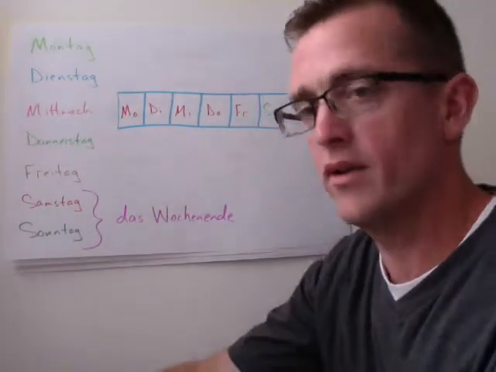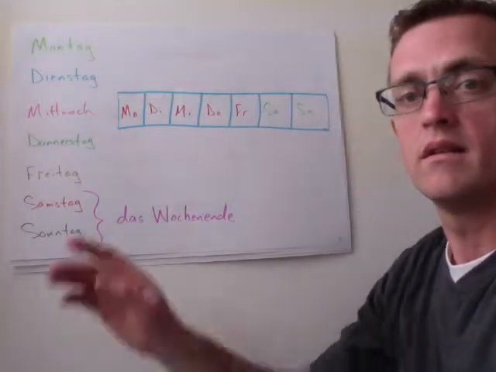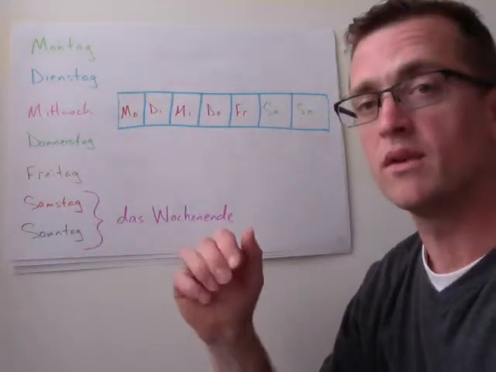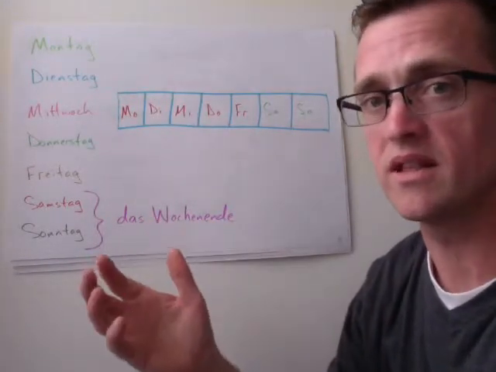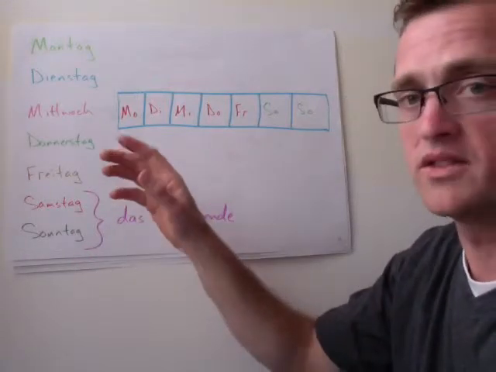All right, Tage der Woche. German calendar is going to start with Monday. The last day of the week is going to be Sunday. So we've got them listed in this fashion here.